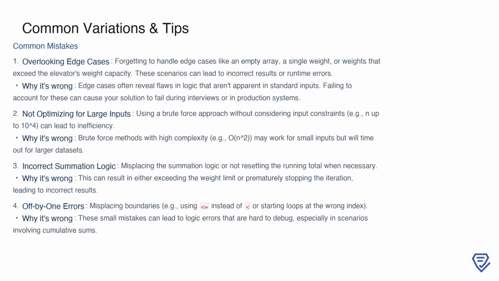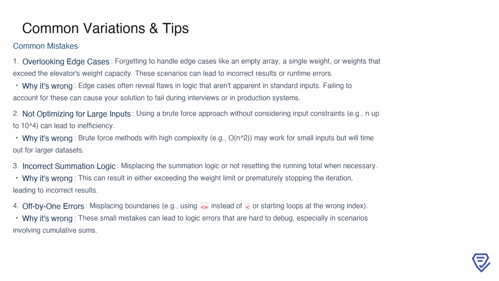Next, failing to optimize for large inputs is another frequent error. If you rely on a brute force approach with high time complexity, like O(n²), it might work for small inputs but will likely time out when you're dealing with larger datasets, especially when n is very large.